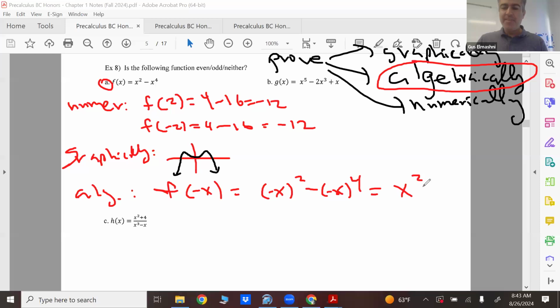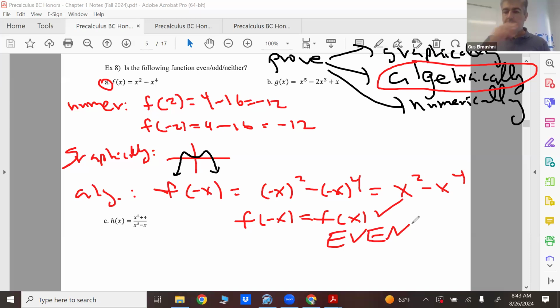So when you do that comparison, you simply compare it to the original. Or if all the signs change, if it went from negative x squared to positive x to the 4, then it would have been odd in that case. But yeah, so those are the three ways of doing it.